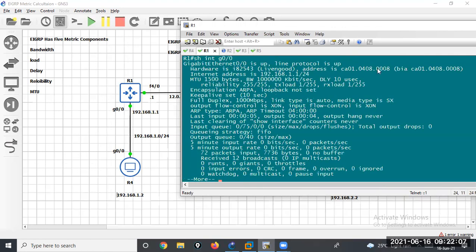So the default bandwidth is this one, meaning 1 Gbps. 1 Gbps means 10 lakh kilobits, and the delay is 10 microseconds, reliability is 255, load is 1, and MTU is 1500 bytes. So these are the default settings.